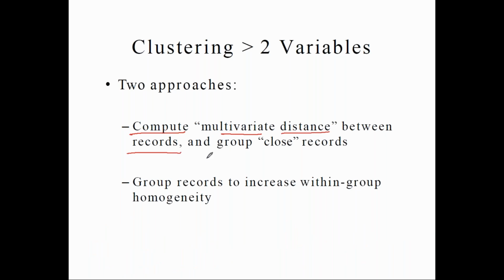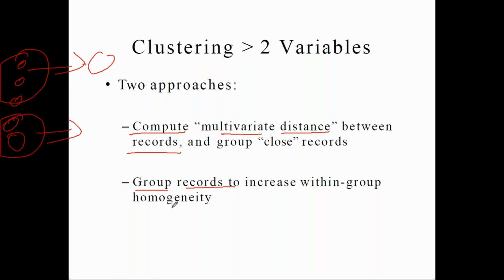and you should group the closest records to increase within group homogeneity. So if you need to calculate the closest distance, you need to form them into one cluster, and that should increase the group homogeneity. If these 3 belong to one cluster and these 2 belong to one cluster, this should follow group homogeneity.